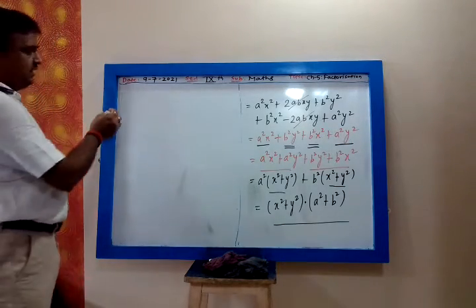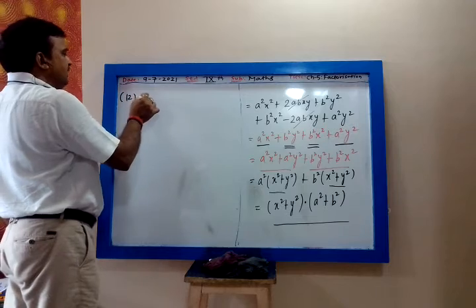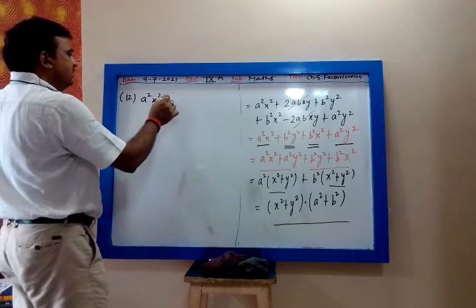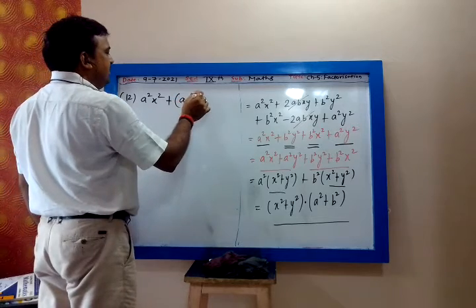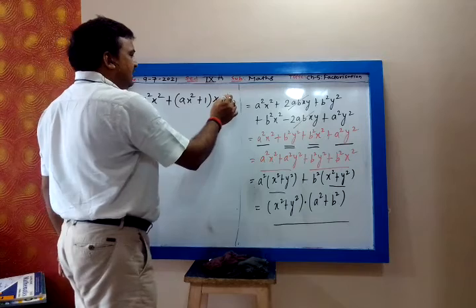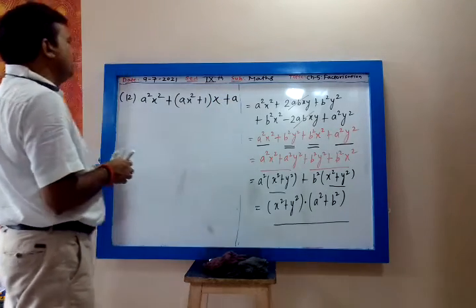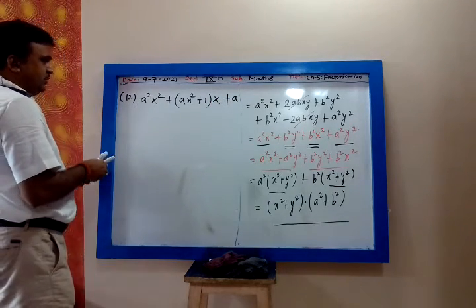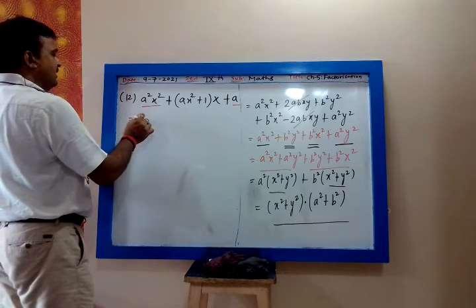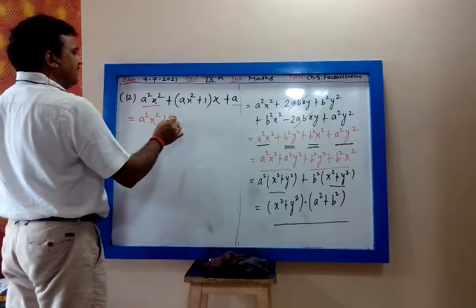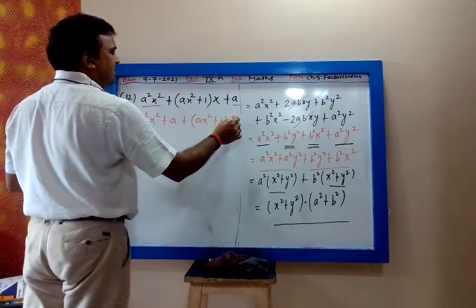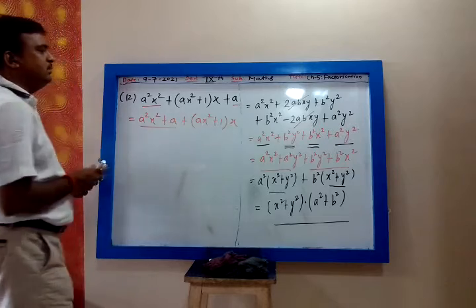Then the 12th one: a square x square plus a plus (ax square plus 1) into x. Do the grouping. This a square x square and a I can take together. So that is a square x square plus a, plus (ax square plus 1) into x, which is already there. Now these two I have taken together.